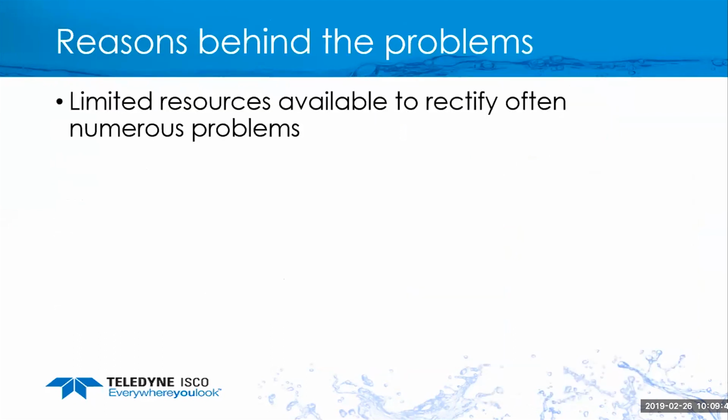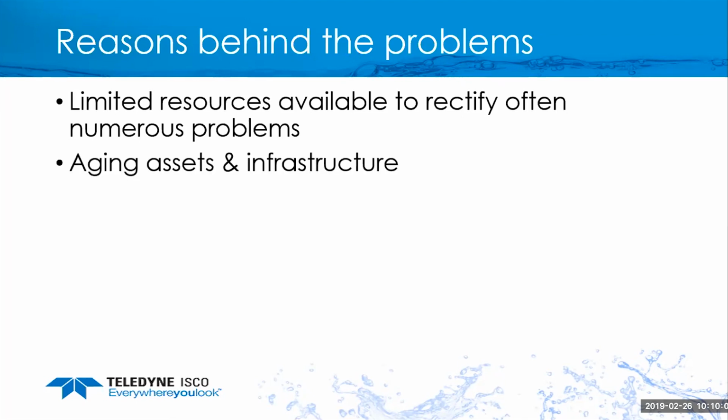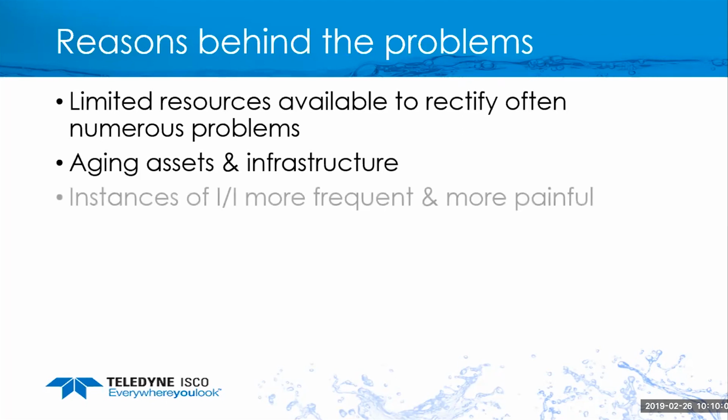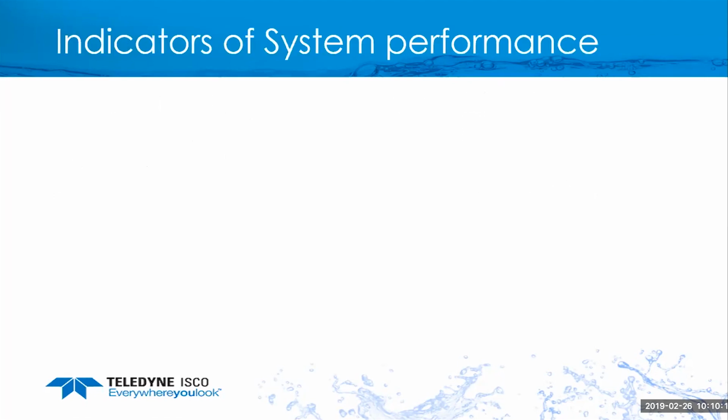So what are some of the reasons behind the problems? Limited resources available to rectify the problem. Aging assets and infrastructure. When you have old pipes, they're going to break over time. Instances of infiltration are more frequent and become more painful the more problems that you have.